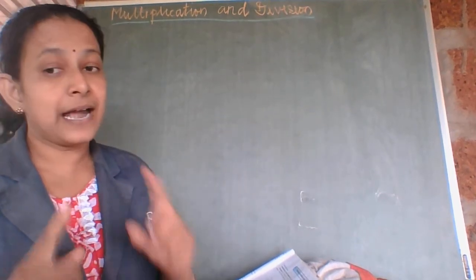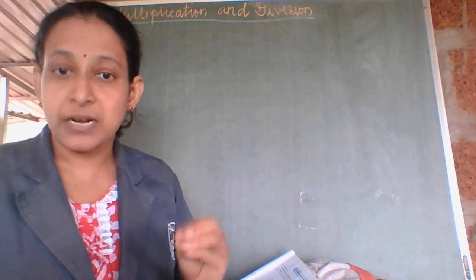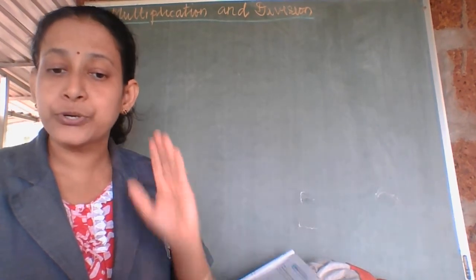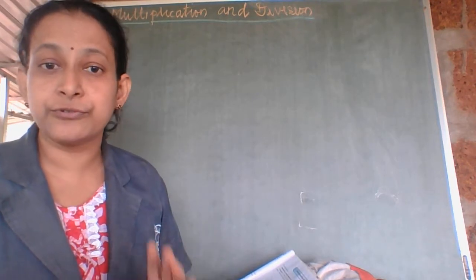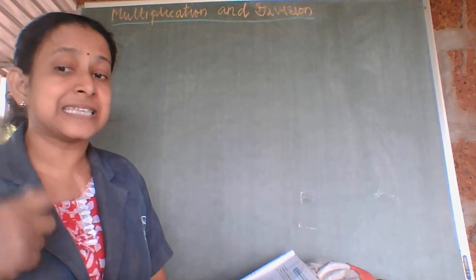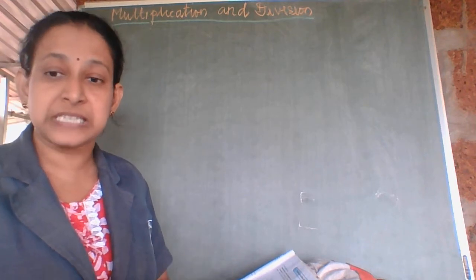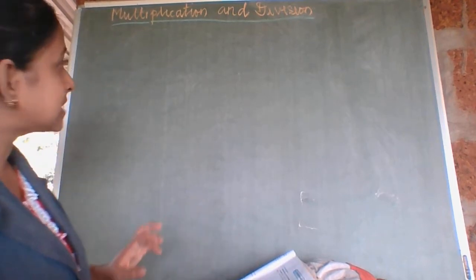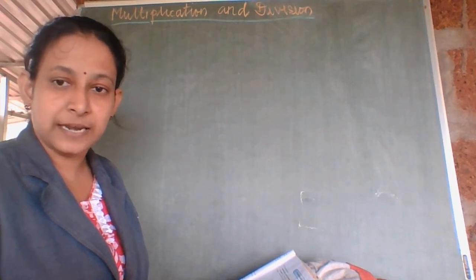Is that clear, students? Now for multiplication, learning tables is a must. So you should always learn tables. At least up to 20 tables you have to learn. Then only it will be easy for you to solve multiplication, because here we are multiplying numbers by saying the multiplication table. So let's begin with an example, then we will start solving problem set number 14.